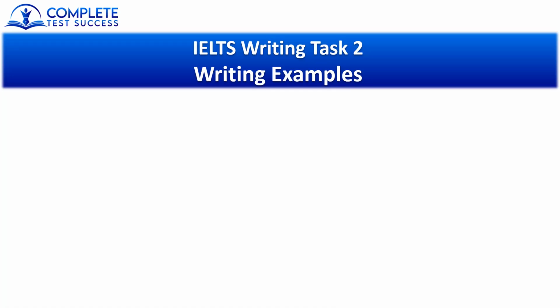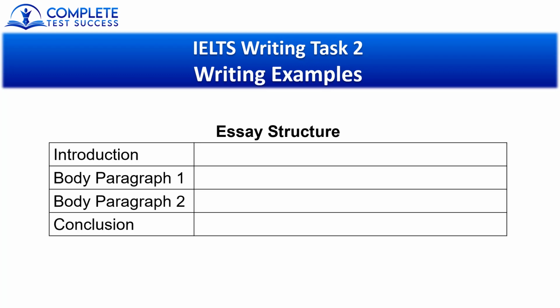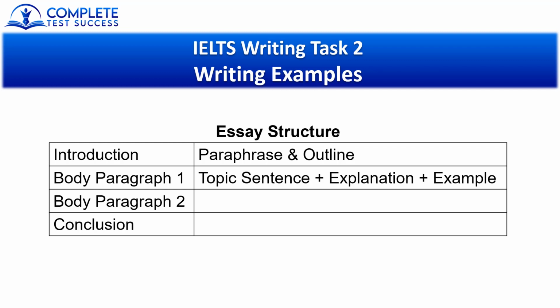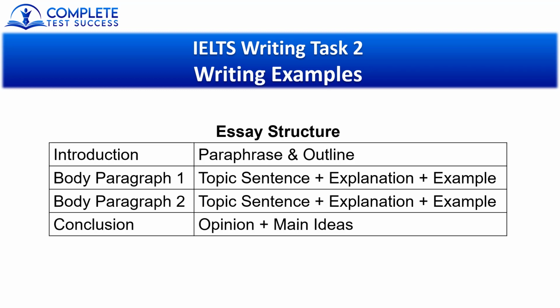So before we look at these common issues, let me just show you where in an essay examples belong so that we're all on the same page. A typical structure might look like this. We will have one paragraph for the introduction, another body paragraph 1, then body paragraph 2, and the final paragraph will be the conclusion. Now in the introduction, you'll have a paraphrase and an outline. Body paragraph 1 will have a topic sentence, an explanation and an example. Body paragraph 2 will be the same, and in the conclusion, you will repeat your opinion and your main ideas.